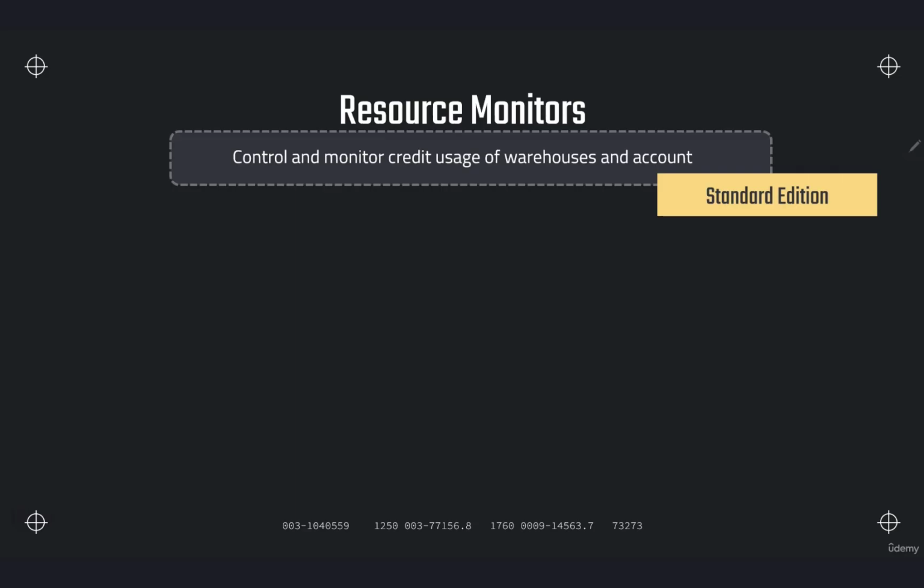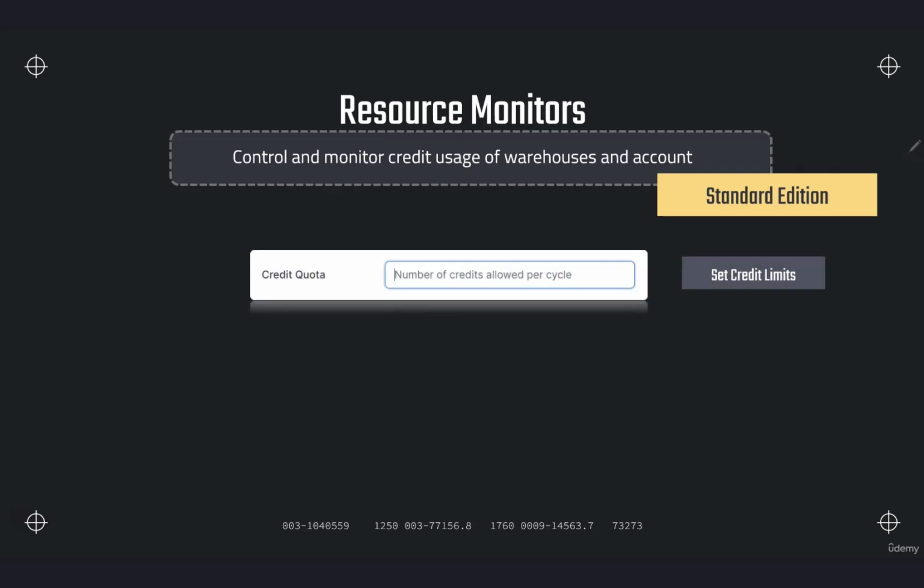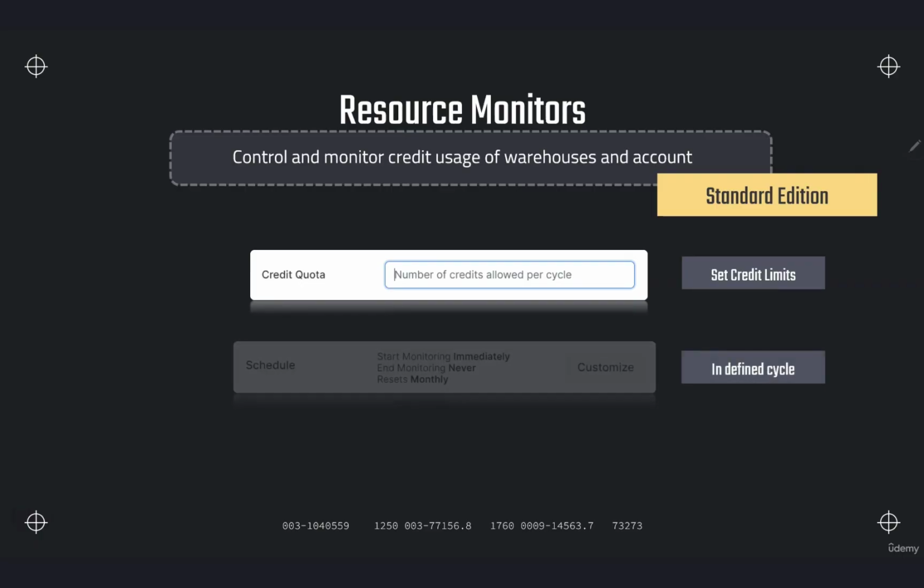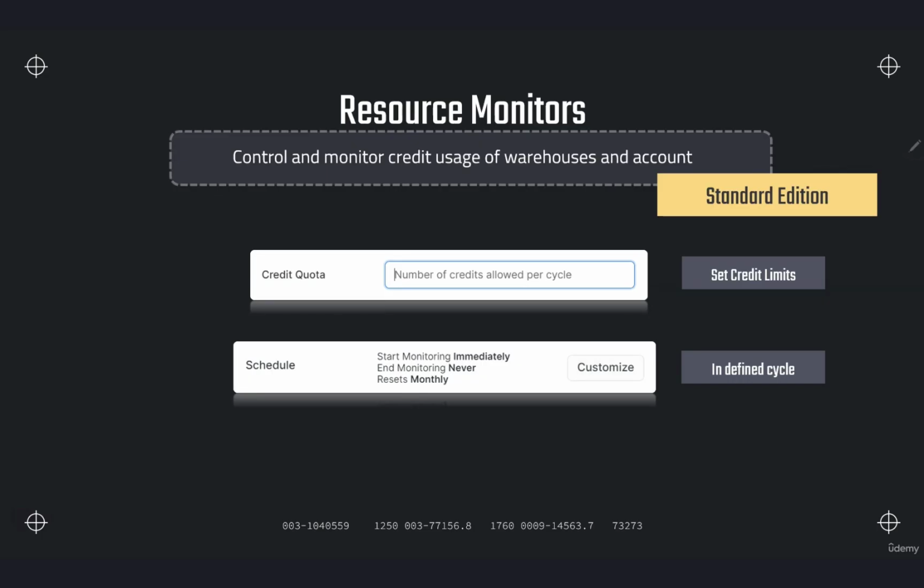And in these resource monitors, we can set a so-called credit quota. This is like a limit that we can set in a defined cycle. So for example, every month we have a limit that is just then reset every month. We can of course also customize this schedule, but the default is just that this resets every month.